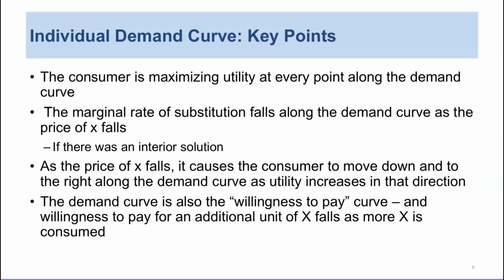And third, as the price of good X falls, it causes the consumer to move down and to the right along the demand curve because it is the utility maximizing point, okay? And the reason why the demand curve slopes down, as price goes down, moving down to the right is simply because that's the direction that maximizes utility.